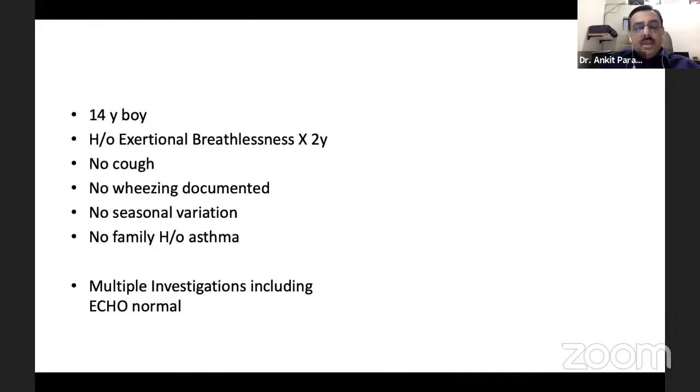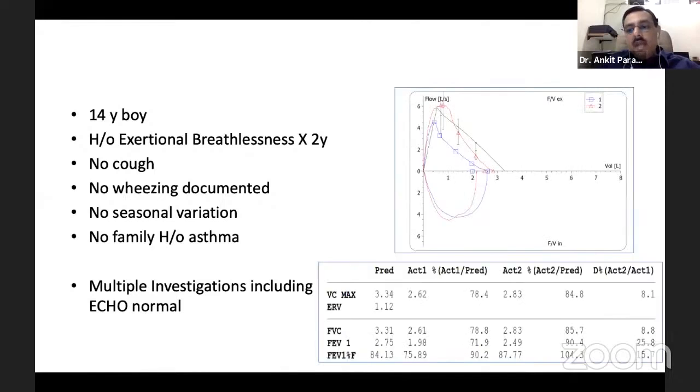So once we saw this child, the chest was clear, and we weren't clear what was happening. Because the breathlessness was mainly exertional, I thought let's do a treadmill exercise challenge spirometry to see whether this child actually has exertional or exercise-induced asthma. So this child came with his jogging shoes and everyone was ready for doing a treadmill exercise challenge. Before doing a treadmill challenge, we would always do a baseline spirometry. And this is what happened.